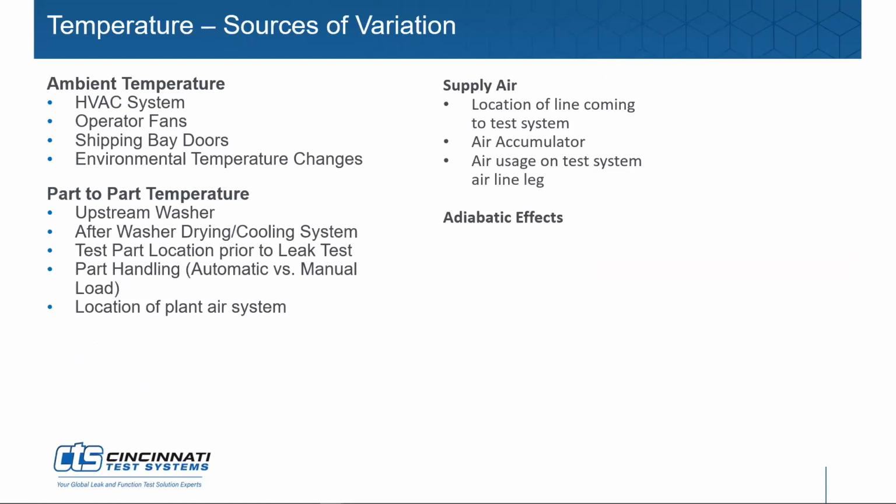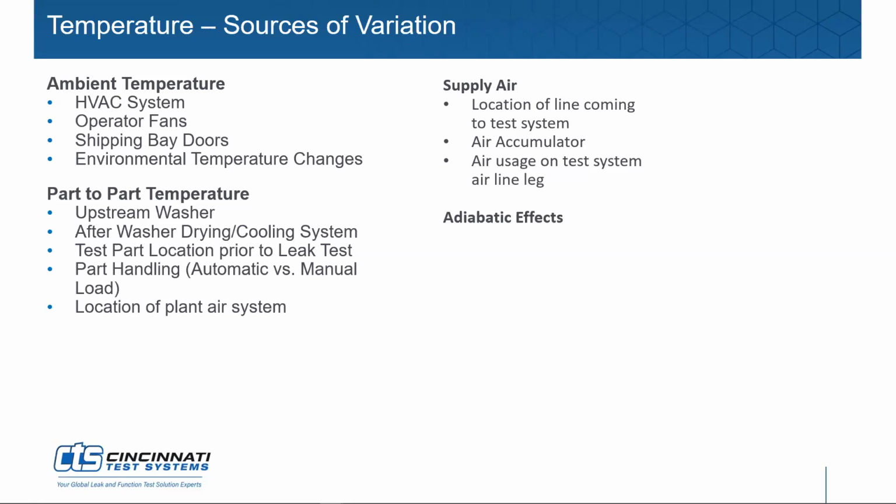Areas that can affect your temperature changes: ambient temperature, HVAC systems. So if your test stand is in your plant underneath an HVAC vent, as your HVAC system turns on and off, airflow blowing across your part, depending on its temperature, will affect pressure measurements in your part. Then if you have operator fans, the key is, are the operator fans blowing on just the operators, or are they blowing on the operators and across the test stand? So locating those fans so they don't blow across your test stand is very important.